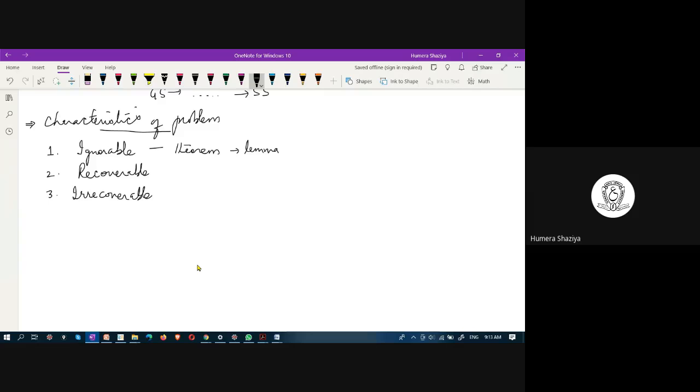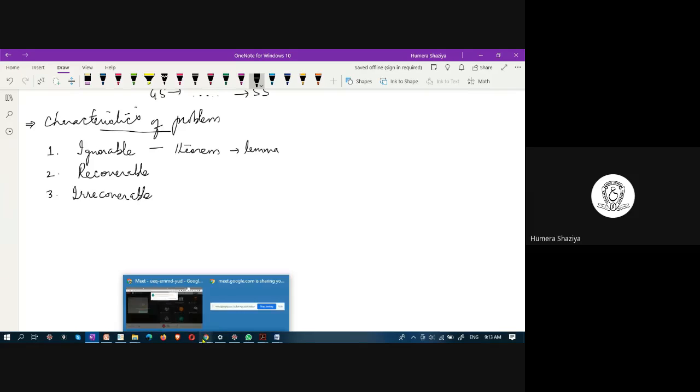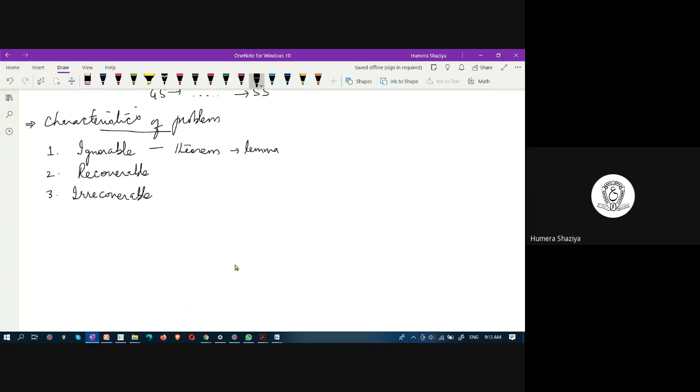and while you take up one lemma to prove a theorem, you realize that this lemma is not useful to prove a theorem. What you can do is you can just ignore this lemma and continue with the next step to reach the solution. This is ignorable.